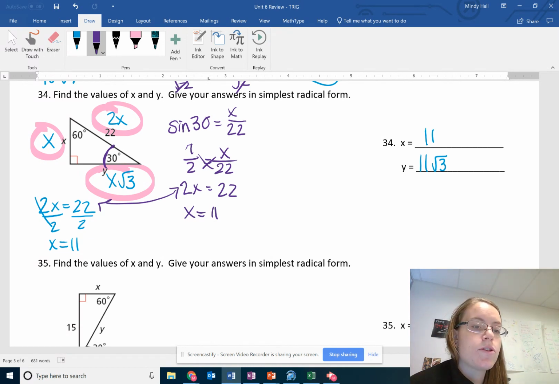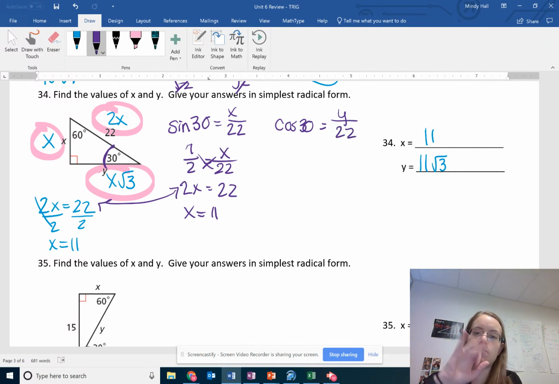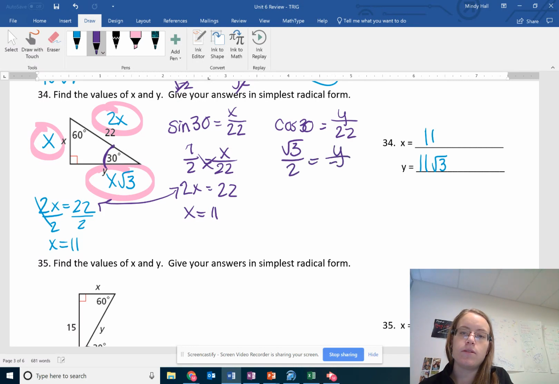And then if you were to use 30 to find the y as well, you would just use cosine of 30 equals adjacent y over hypotenuse 22. And cosine of 30 is the square root of 3 over 2. So then if you cross multiply, you get 2y equals 22 square root of 3. And then we divide by the 2 to get y equals 11 square root of 3.